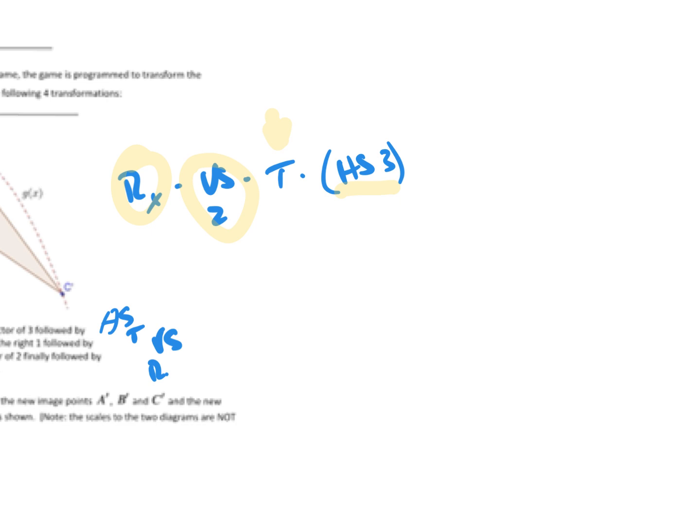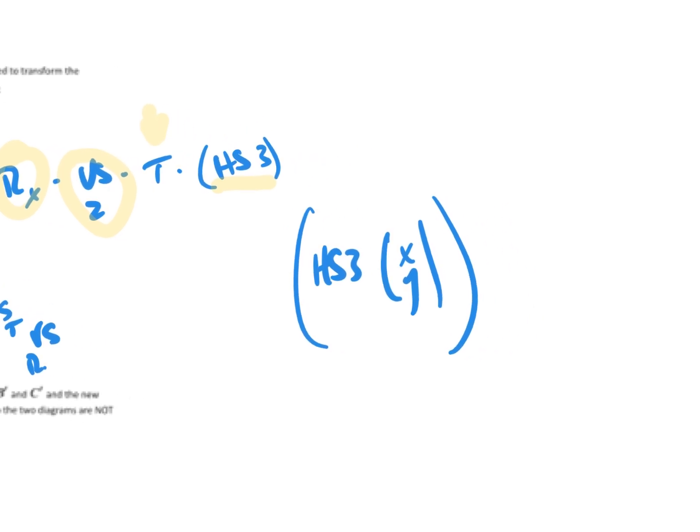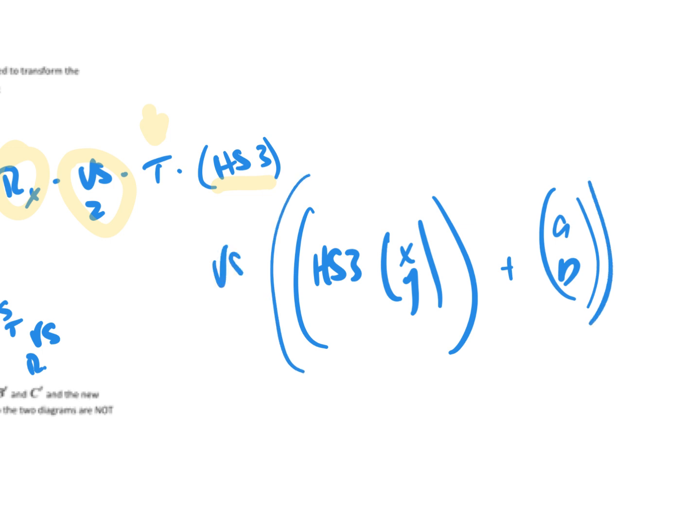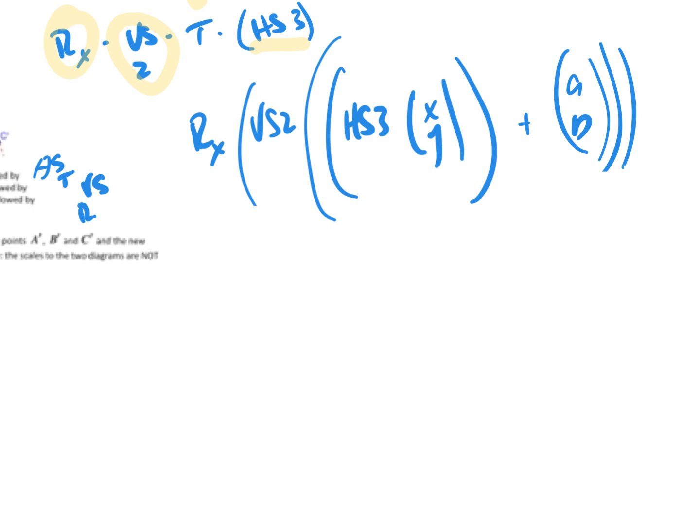So when I take my horizontal stretch by 3, I'm going to multiply that by x, y. And then to this whole scenario, I'm going to add on what we'll call my translation. And then to that whole thing, I'm going to do the vertical stretch by 2. And then I'm going to do the reflection over the x-axis.